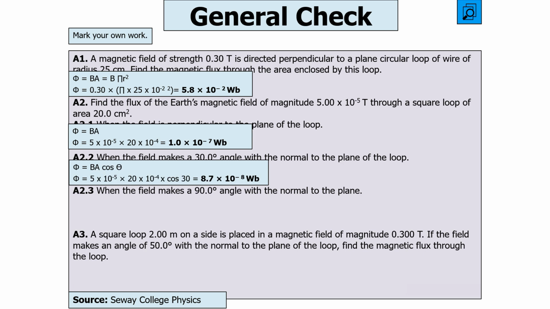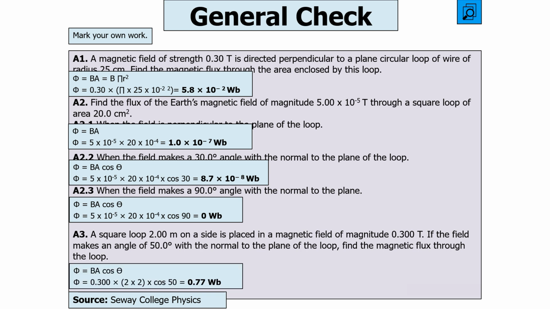Now, when it's at a 30-degree angle, you need to consider that angle by multiplying by cos 30, so it's 8.7 times 10 to the minus 8 Webers. And then here, when it's cos 90, well, cos 90 equals 0, so anything multiplied by 0 equals 0, so it's a value of 0 Webers. Now in question 3, we know that the magnetic flux phi is equal to BA cos theta.